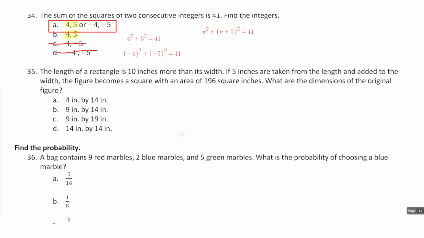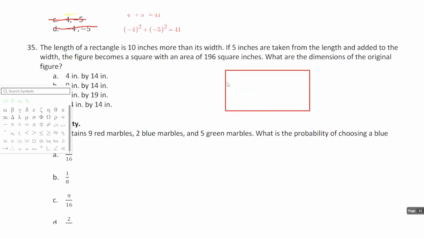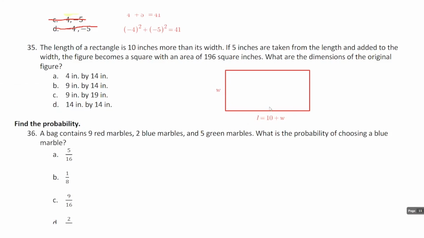Number 35 says the length of a rectangle is 10 inches more than its width. So here's my rectangle. We'll call this the length. It's 10 more than the width. And actually, usually I guess the length down here, and here's the width. Doesn't really matter. This looks like the longer side, so I'll make that 10 plus the width.